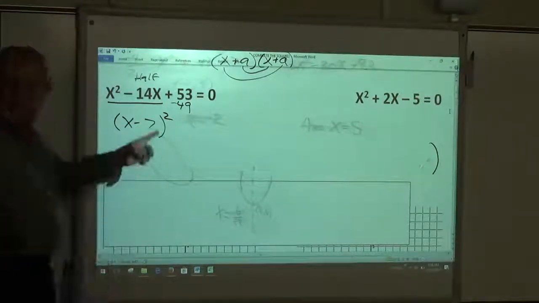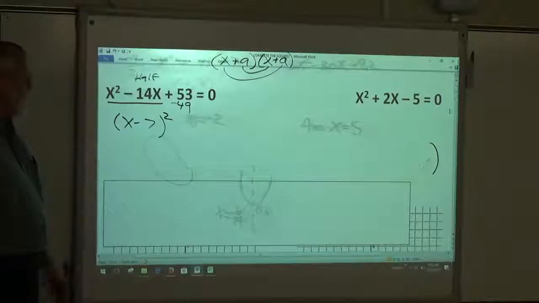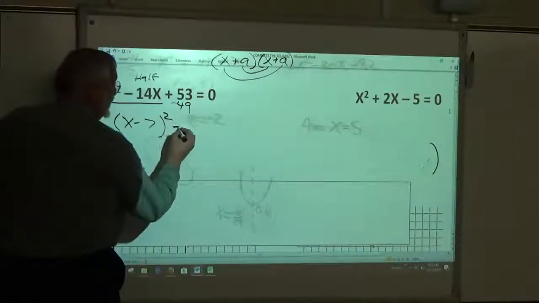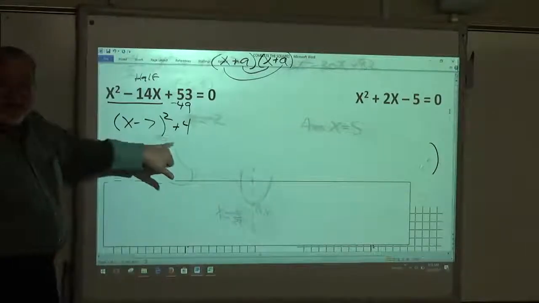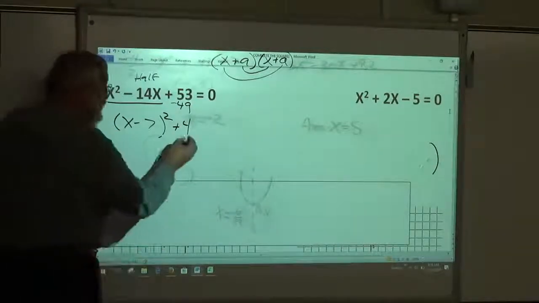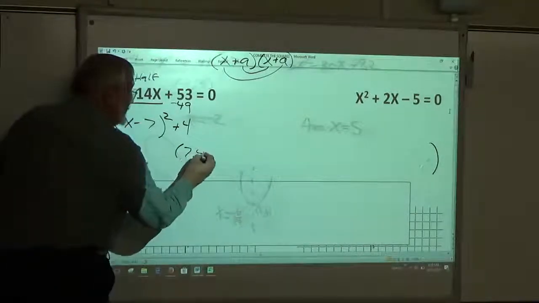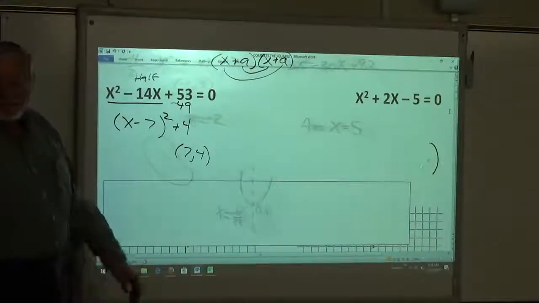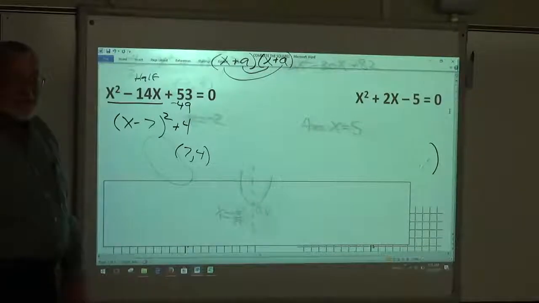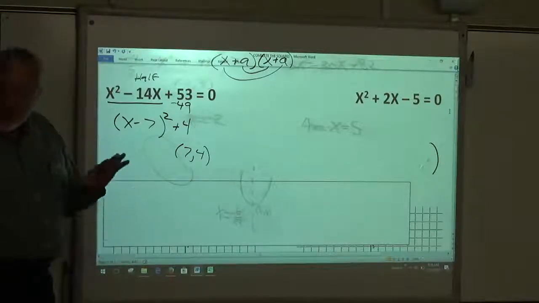Now I add those two together, and I get plus 4. Now what's the vertex? Opposite, same. So the vertex is now at 7, 4. But that's it. I love this. It's not hard. See, it's not hard.